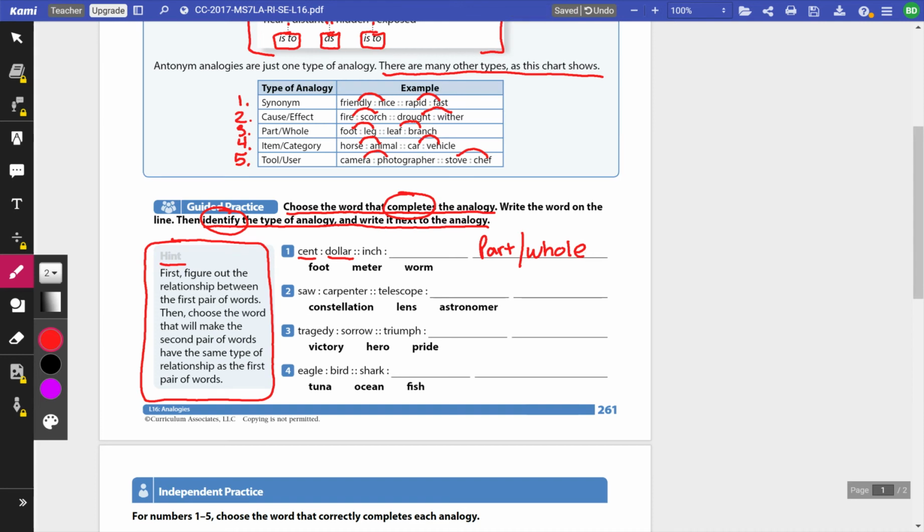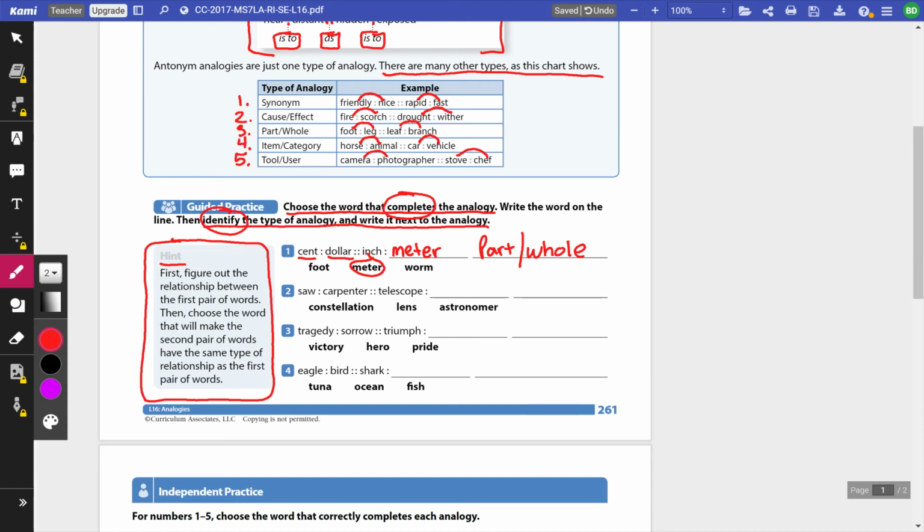So that means the rest of that analogy also has to be part to whole. So an inch to meter. Meter is the one we're looking for, because an inch is a metric unit, and so is meter. So an inch is smaller than a meter, but it also helps to make up a meter. So this is our part to whole.